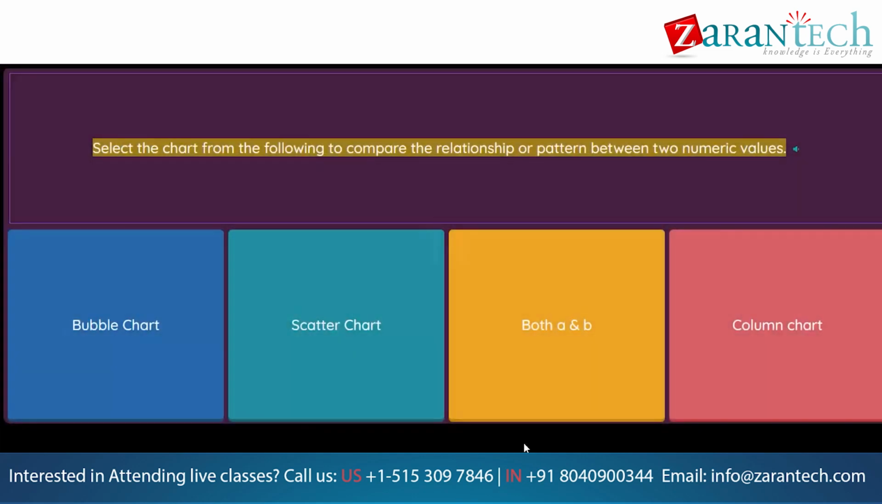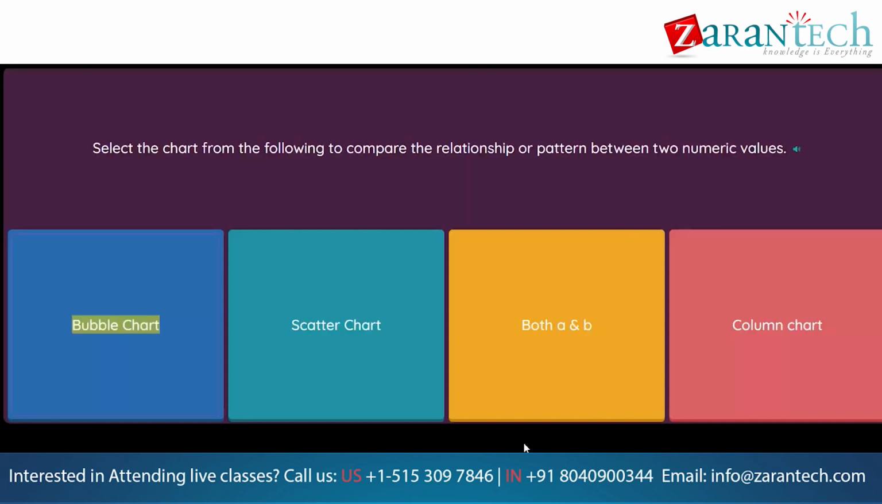Question, select the chart from the following to compare the relationship or pattern between two numeric values. Option 1, bubble chart. Option 2, scatter chart. Option 3, both A and B. Option 4, column chart.